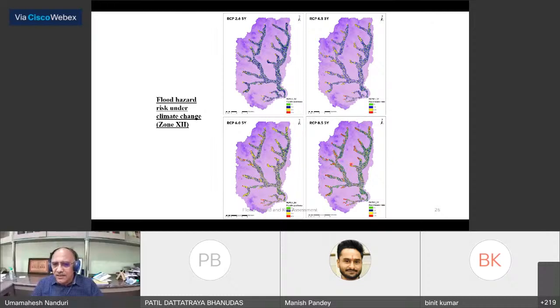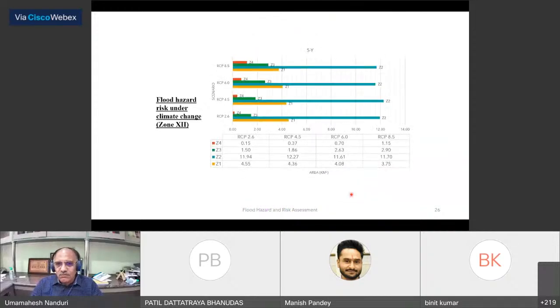You can see that these red areas have started increasing compared to the 2 year flood. If you again look at the areas, you find zone Z4 under this RCP 8.5 scenario is 1.15 square kilometers, which is subjected to more severe flood damage. The other things are like this. I have maps for other return periods also, but just to save time, I'm not going into those details. Here I'm talking in terms of velocity and depth of inundation based on the development index.